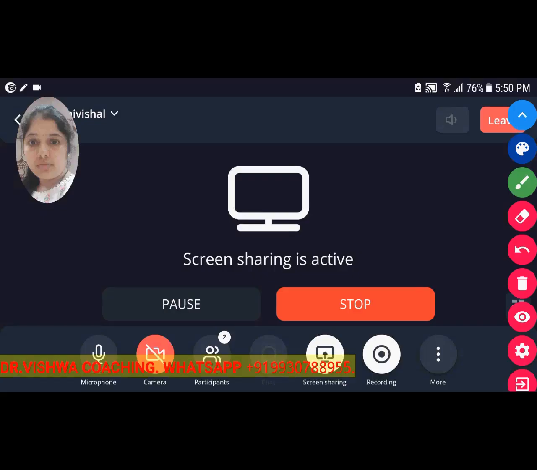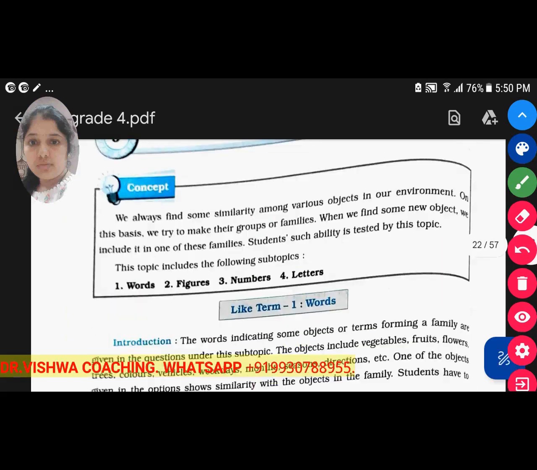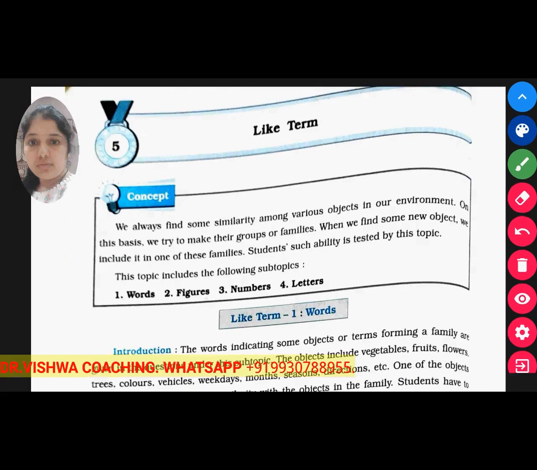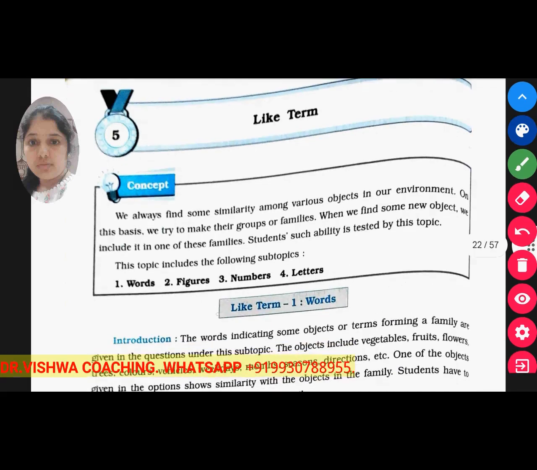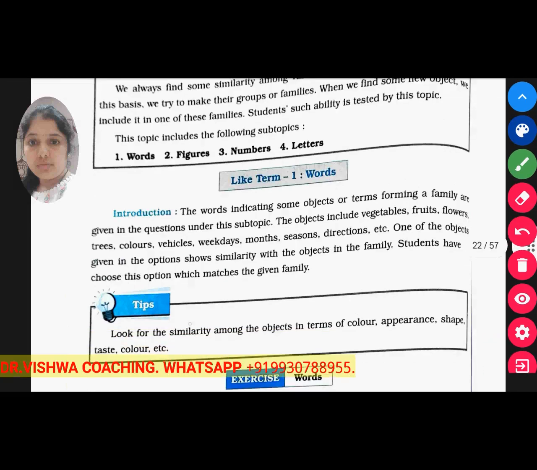Okay, friends, I am Dr. Heena and today for scholarship grade 4, our topic is like terms. Here again there are four objects which have some similarity between them, related to environment, related to group, families. These problems can be based on words, figures, numbers, and letters, and we have to identify that similarity between them and solve the questions related to it.